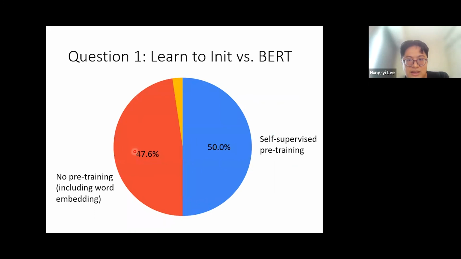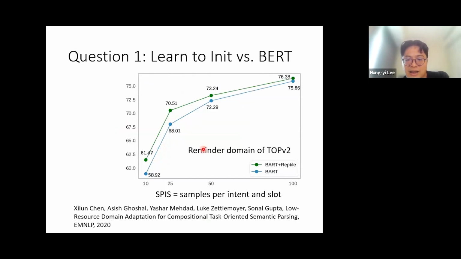I went through the literature on learning to initialize and found that around 50% of the papers today use a BERT model to initialize their MAML. I have some examples here from the literature. For example, this paper is working on parsing. The vertical axis is simply the accuracy of parsing, and the horizontal axis is the number of training samples. Actually, it is SPIS, but it's not important. I'm not going to describe what SPIS is here. Just consider it as the number of training samples.